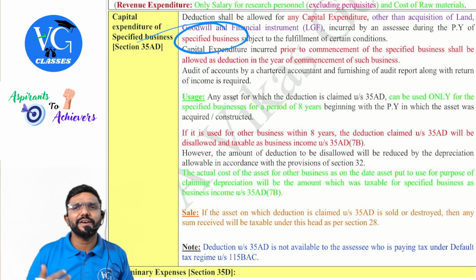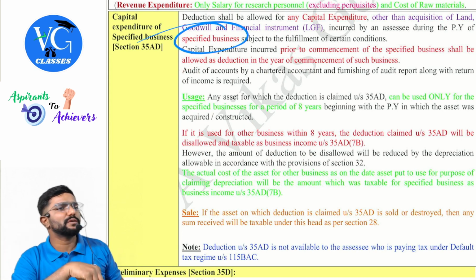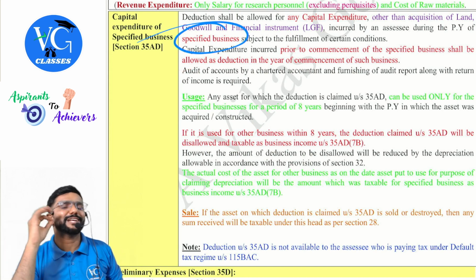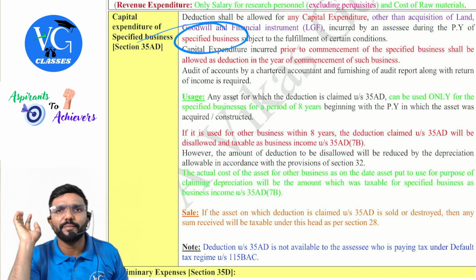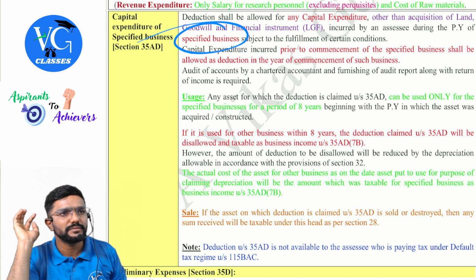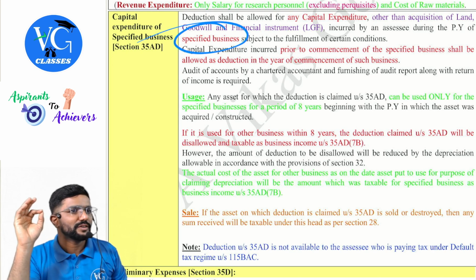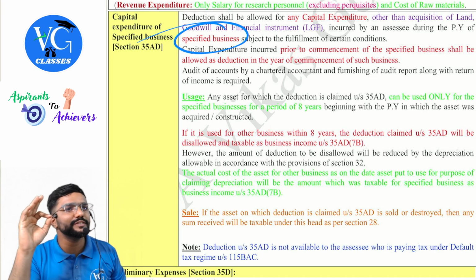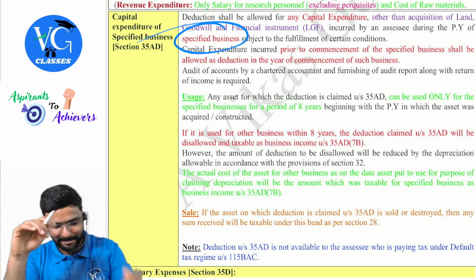And whenever I am claiming section 35 AD deduction, audit of accounts is applicable. I have to appoint a chartered accountant in practice and get the audit report done as per section 44 AB. Section 44 AB talks about what? Audit of books. 44 AA talks about maintenance of books. 44 AB talks about audit of books.